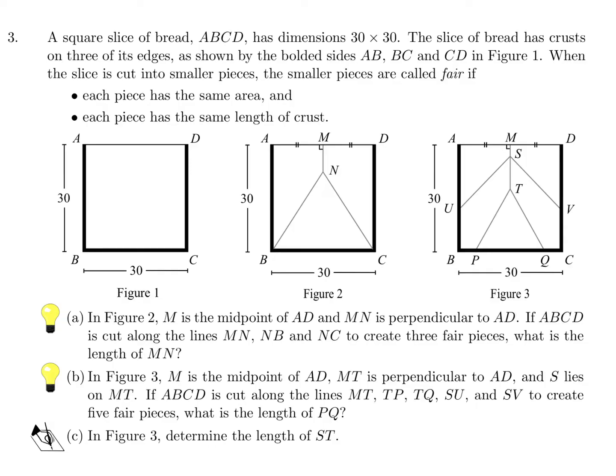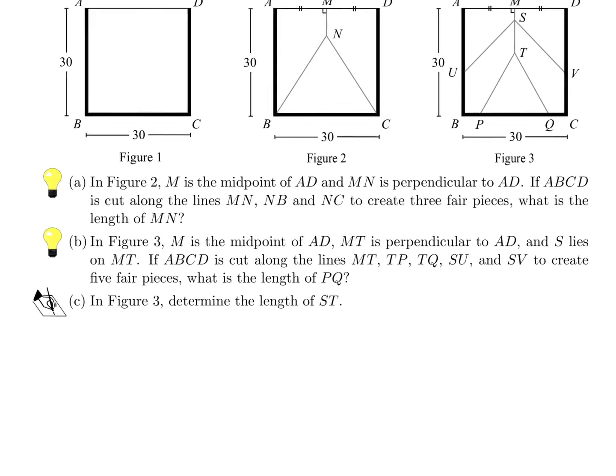A square slice of bread ABCD has dimensions 30 by 30. The slice of bread has crusts on 3 of its edges, as shown by the bolded sides AB, BC, and CD in figure 1. When the slice is cut into smaller pieces, the smaller pieces are called fair if each piece has the same area and each piece has the same length of crust. In figure 2, M is the midpoint of AD, MN is perpendicular to AD if ABCD is cut along the lines MN, NB, and NC to create the 3 fair pieces. What is the length of MN?